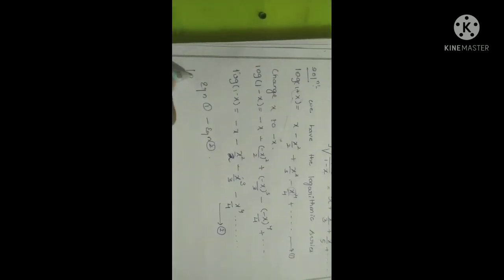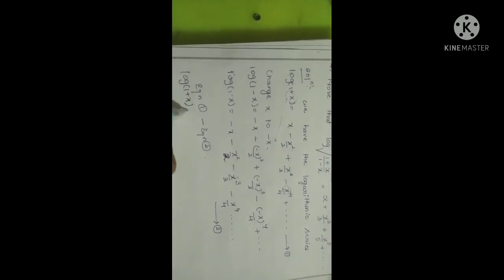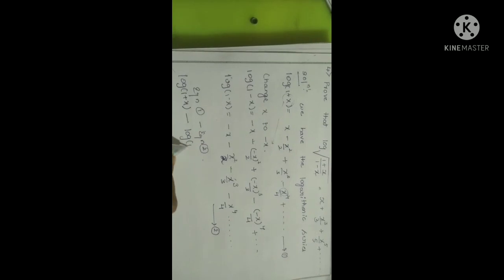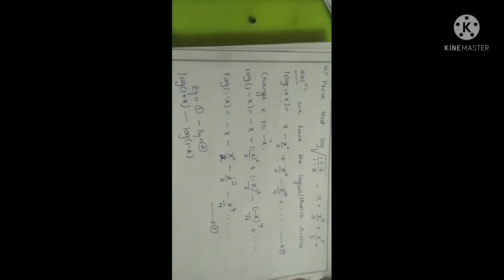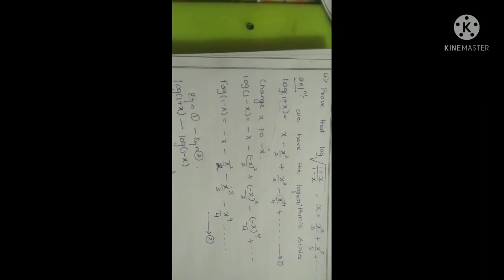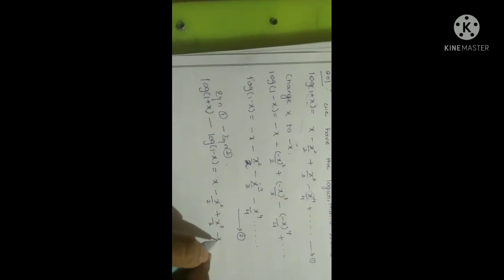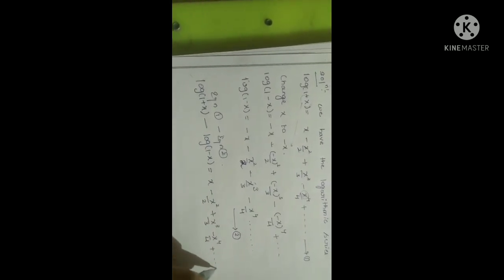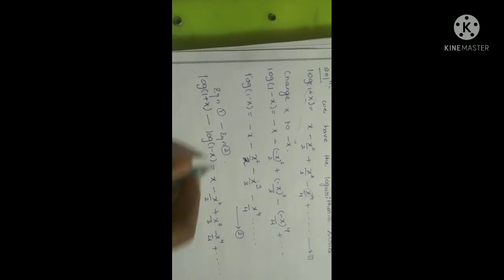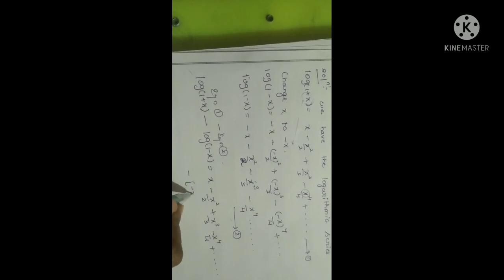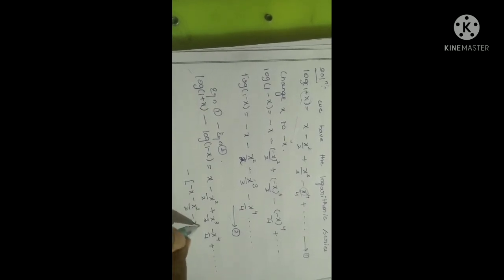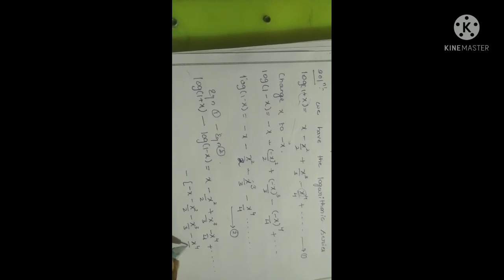What is your equation 1? You have log of 1 plus x. Minus sign as it is. What is your equation 2? Log of 1 minus x. So what it becomes? Log of 1 plus x is x minus x square by 2 plus x cube by 3 minus x to the power of 4 by 4 plus so on, minus of log of 1 minus x, which is minus x minus x square by 2 minus x cube by 3 minus x to the power of 4 by 4 and so on.